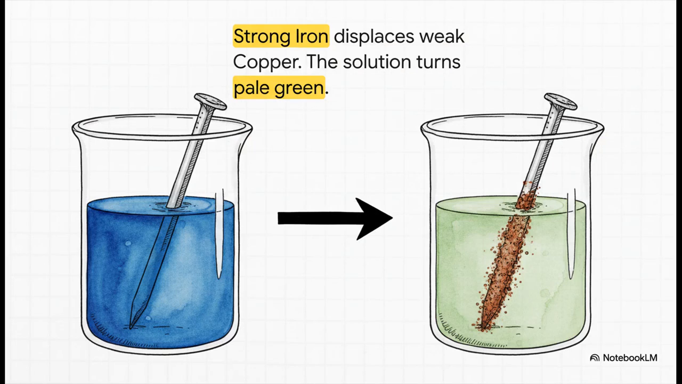Now, what's really interesting about this slide is the visual evidence of this whole power struggle. Imagine dropping an iron nail into a vibrant blue copper sulfate solution. Because iron is higher up on the reactivity series, it's way stronger. So it simply kicks out that weak copper. If you watch it, slowly the blue solution turns to this pale green as it transforms into iron sulfate. And that pure displaced copper, it gets shoved out and ends up coating the nail in this rusty reddish-brown layer.